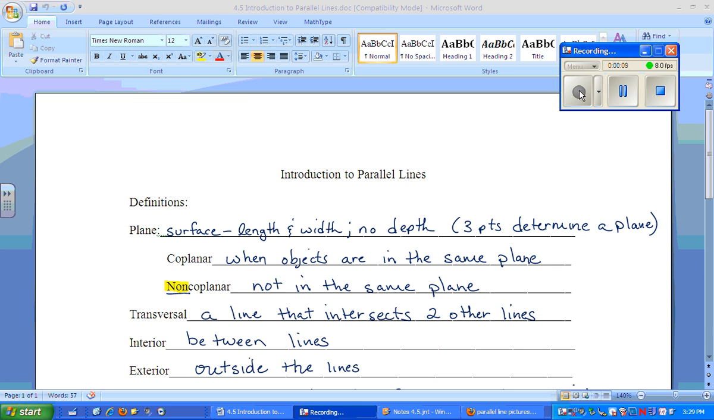We're doing lesson 4.5, Introduction to Parallel Lines. We're starting out with some definitions here, so you might want to pause throughout because I already have them filled in, but I'm going to read them off to you.